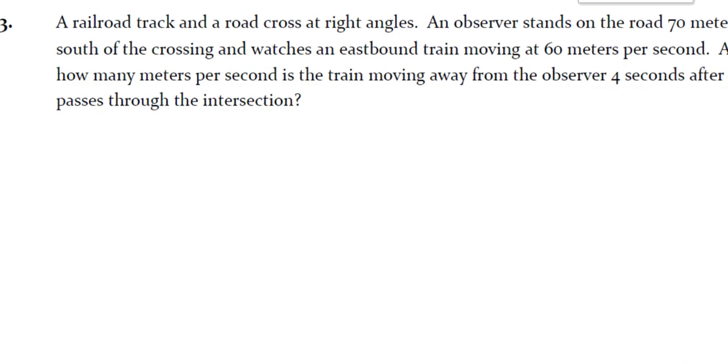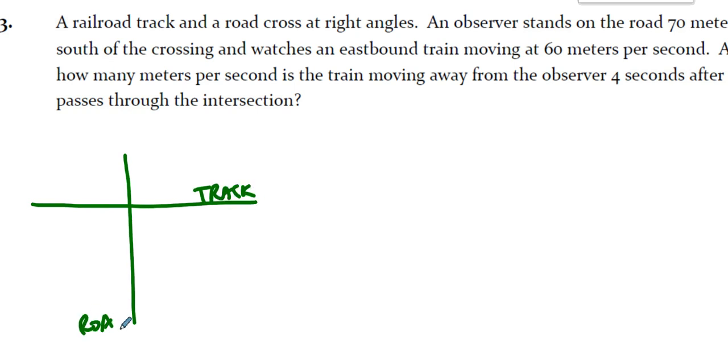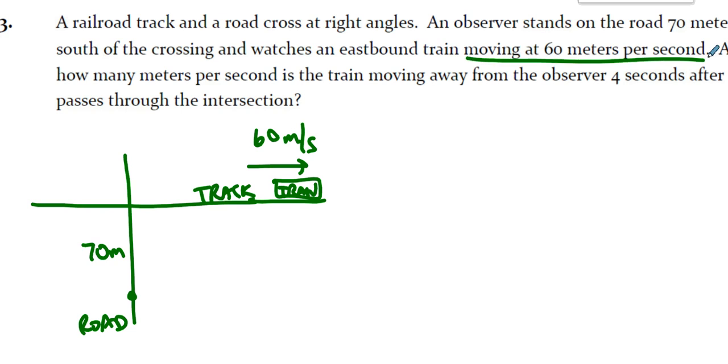Okay, third one. A railroad track and a road cross at right angles. Here's the track. Here's the road. An observer stands on the road 70 meters south of the crossing and watches an eastbound train moving at 60 meters per second. What does that mean? 60 meters per second.